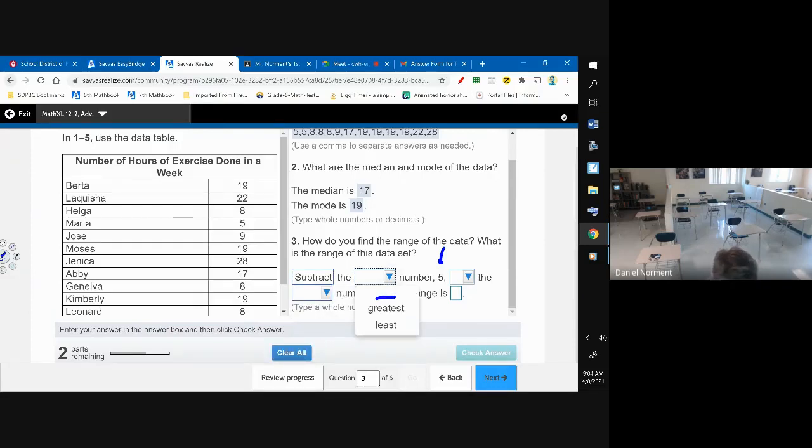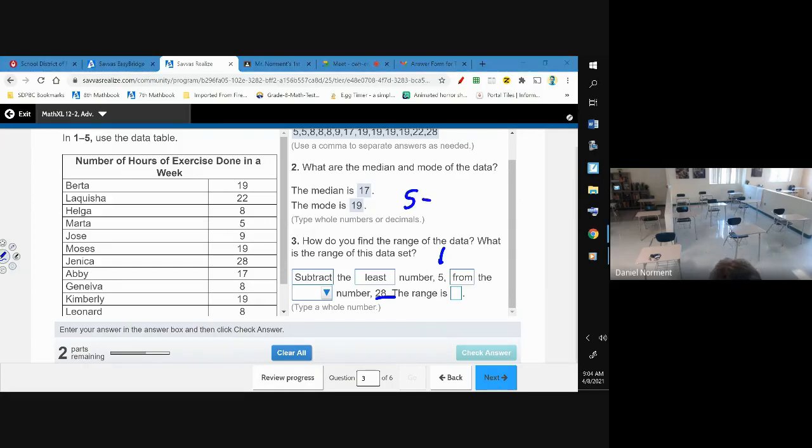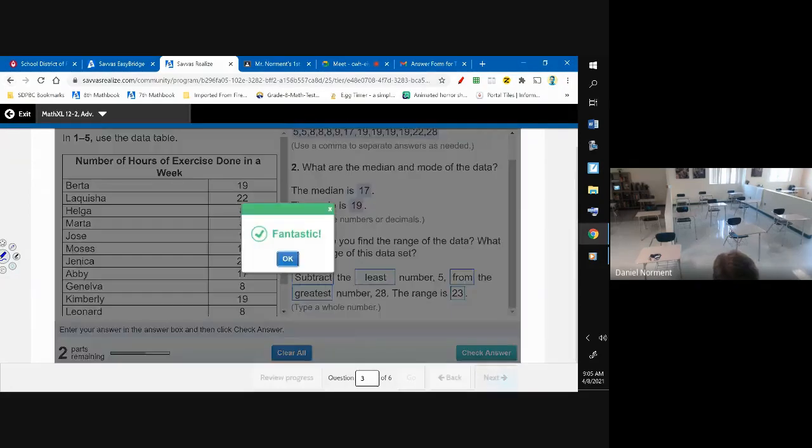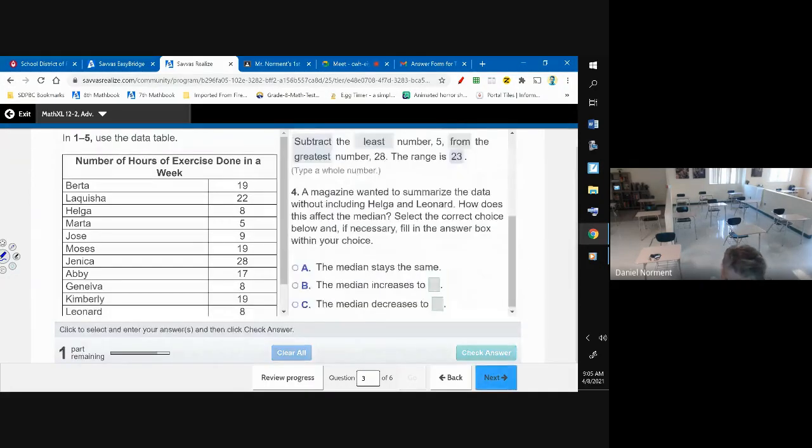And since the smallest is first, you're going to put the least number 5 from. That means you're subtracting it from, not 2. Now I know that's going to be confusing for some of you, which is why I'm doing this whole thing. 5 from 28 is going to reverse the order like it's supposed to be. From the greatest number, and the range is the answer that you get when you do that. And that range is 23. Check. Still 2 parts left.